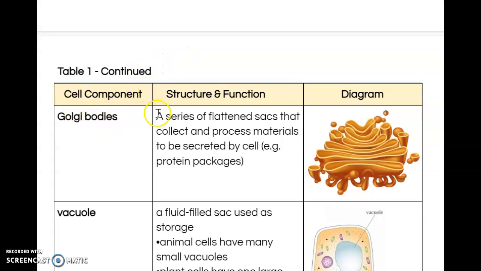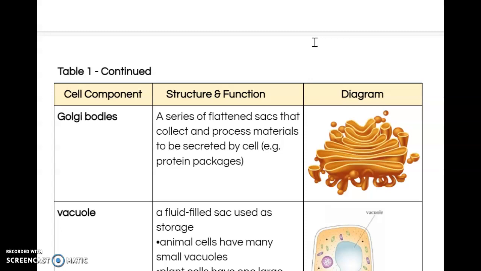The next one is Golgi bodies. These Golgi bodies are flattened sacs that collect and process materials to be secreted by the cell. So it collects all these materials and proteins, okay, and it puts them into a package. So it's like it's boxing up whatever is going to be secreted or eliminated by the cell. Secretion means getting rid of or excreting, like I'm going to secrete it into the bloodstream.